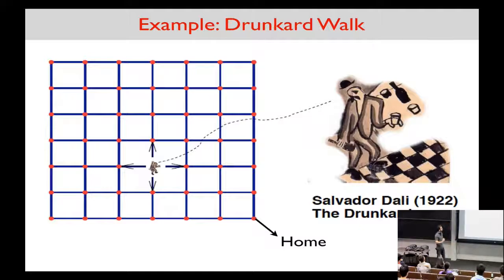And each intersection is the same deal. I pick a completely random direction. And then you can ask, what is the probability that I will eventually end up home? And you can also ask, what is the expected time for me to get home, and so on. So that's one example.